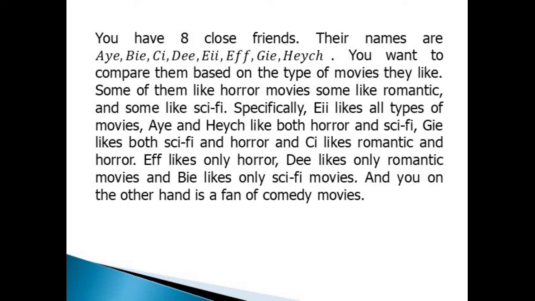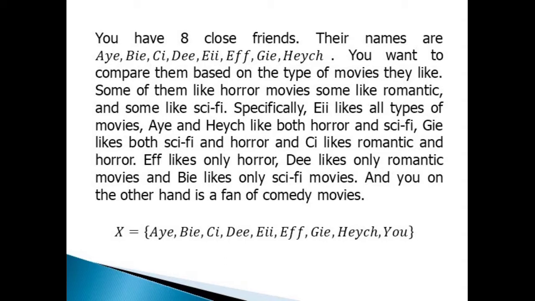Specifically, E likes all types of movies. A and H like both horror and sci-fi. G likes both sci-fi and romantic, and C likes romantic and horror. F likes only horror, D likes only romantic movies, and B likes only sci-fi movies. And U, on the other hand, is a fan of comedy movies.